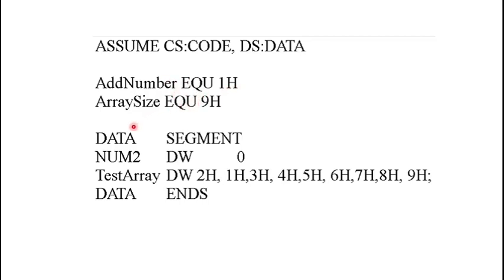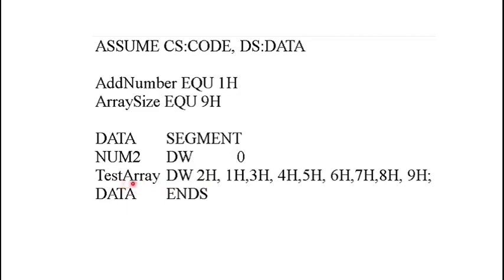Then as usual, we have a data segment declaration over here. Within the data segment, we will define our array. The array is defined using the label test array and the operator DW, that is define word. So for each element of the array, a word space, that is 2 bytes, will be allocated. Here the declaration of space for the array elements as well as the array elements are listed. That's what we need to note here.